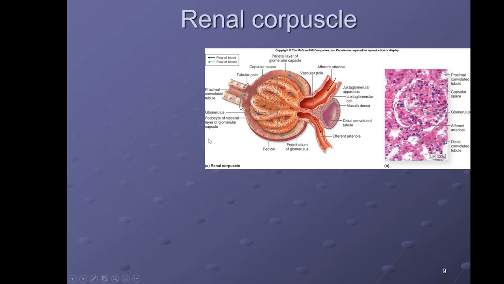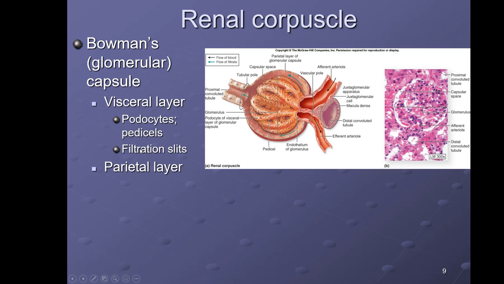All right, so if we look closely at this renal corpuscle, here's the glomerulus, here's Bowman's capsule that we were discussing. Bowman's capsule, which is commonly also known as the glomerular capsule, has two layers. So the outer layer out here, this would be the parietal layer, and the inner layer that's actually touching the glomerulus capillaries, this is the visceral layer.